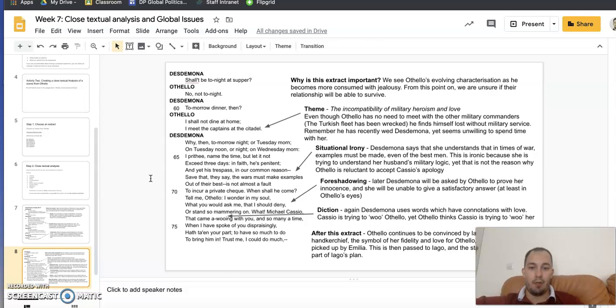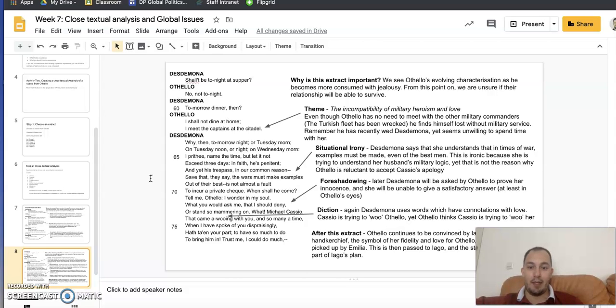And then later on, in line 71, Desdemona says, tell me, Othello, I wonder in my soul what you would ask me that I should deny. And it's this fantastic foreshadowing, because obviously later Othello is going to demand from Desdemona questions about Desdemona's fidelity, about whether she's had an affair with Michael Cassio. And she's not going to be able to give him a satisfactory answer, at least not in Othello's eyes.